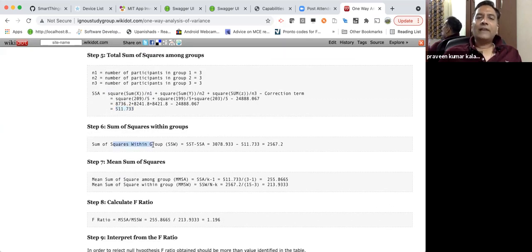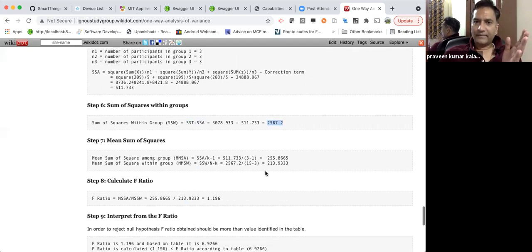How do you calculate within groups? As I said, removing this among groups from the total will actually give you the within groups total. And then mean is just about, in case of among groups, it is number of groups minus 1. In case of within groups, it is total number minus number of groups. You just have to divide it, you will get it.